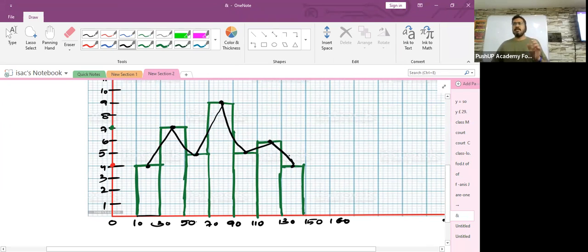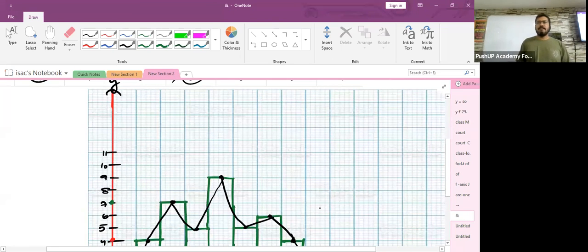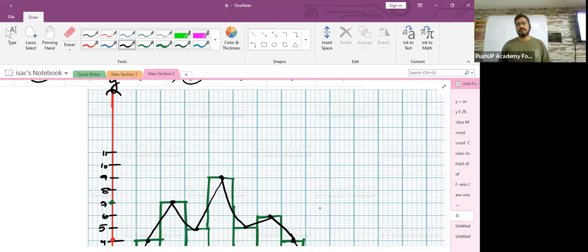Connected. The polygon is not yet complete because we have to connect the first frequency to the midpoint of the previous class interval. This way. And here also. The last frequency to the midpoint of the next class interval. Okay. Job done? All right. Was it easy?